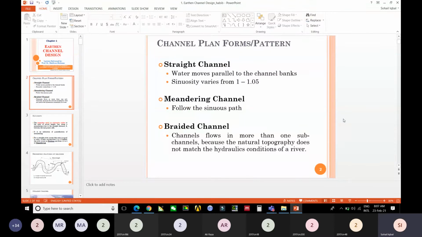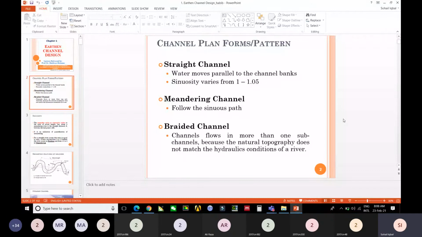Okay. Next one is the meandering channel. It doesn't follow any specific path. It changes with the passage of time, because the banks of the channel are not strong enough to retain that water, and many factors cause it to change its direction. So we will also study in detail about meandering channels, how they change their direction, and which values are the sinuosity values for the meandering channel.